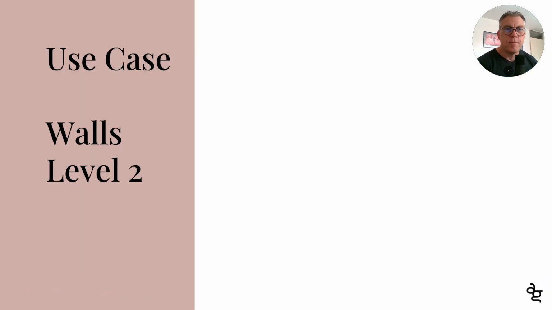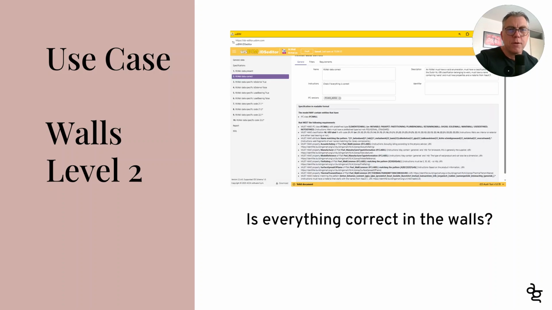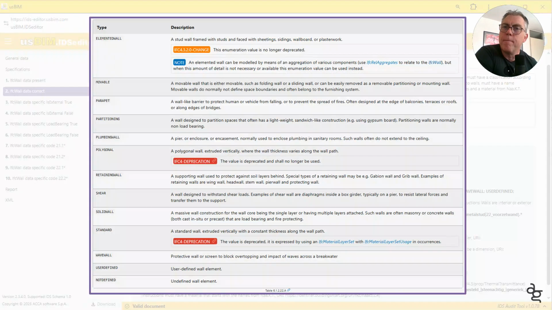So, next level. Now that we have it, is it correct? Well, what do you think? Probably not. So I duplicated the first specification and started adding more information to it to see if we can get a better result. So, we're still looking for walls, but now they need to have the correct enumeration.